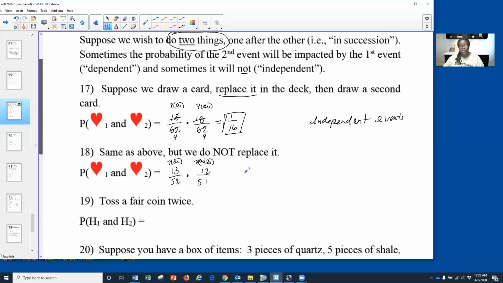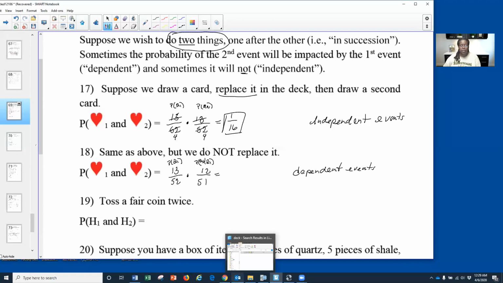Because this was affected by it, this is called, what did we say? It's affected by the first thing, dependent. All right, so one is dependent on the other. Now, remember, we're holding the first card, right? So pay attention. The denominator decreases by 1. The numerator decreases by 1, all right?